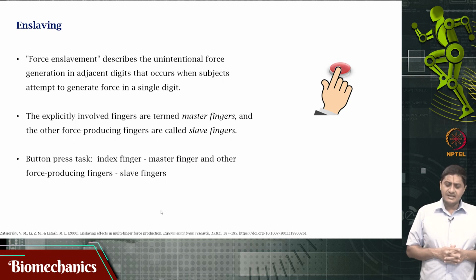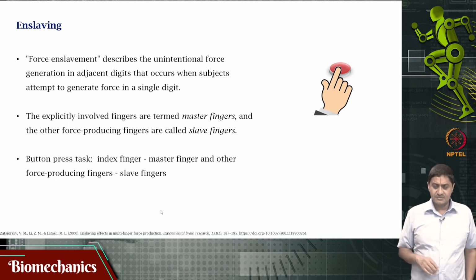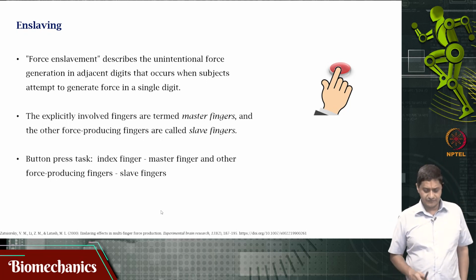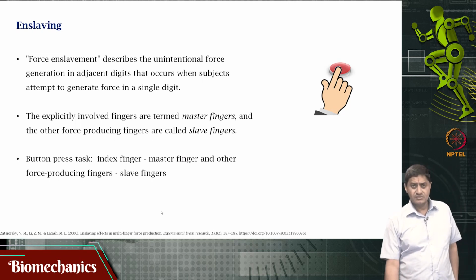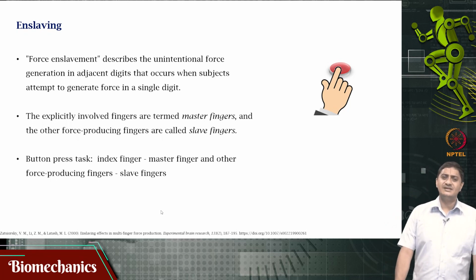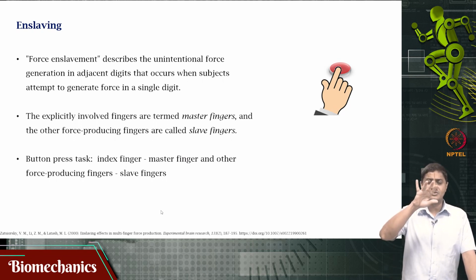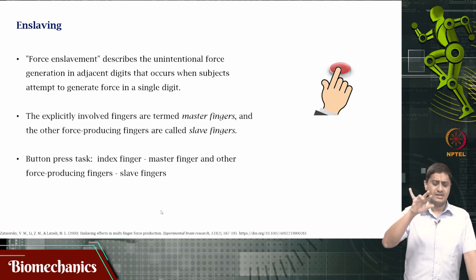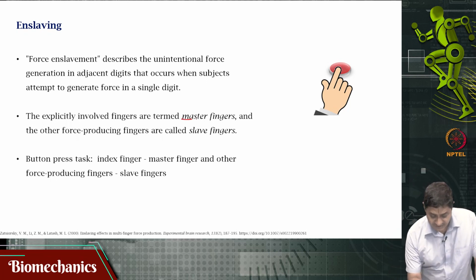So, when I ask one finger to produce a force, the other fingers are also producing an unintended force, right. That happens in adjacent digits, but also happens in far away digits, right. Now, if I give an instruction to produce a force with just the index finger or just one particular finger, that is the instructed finger. Let us say I am asking someone to produce a force with the ring finger. Okay. Now, that is the instructed finger or the master finger.